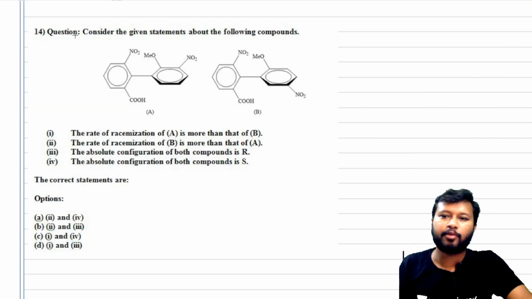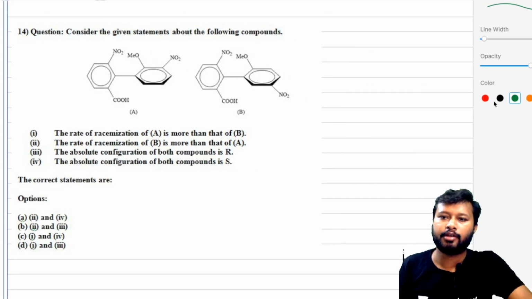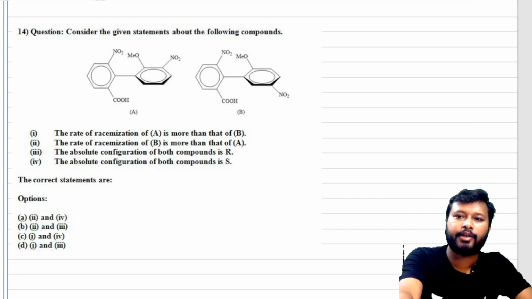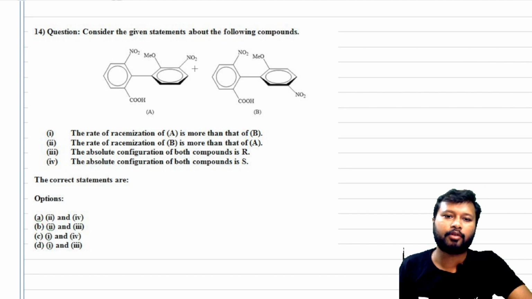Let's take the next question now. All right, let's look at this particular question. Over here it says, consider the given statements regarding the given molecule. Statement 1 says that the rate of racemization of A is more than that of B. The second says the rate of racemization of B is more than that of A. The third says the absolute configuration of both compounds is R. The fourth says the absolute configuration of both compounds is S.